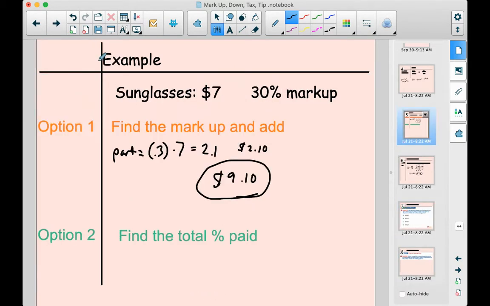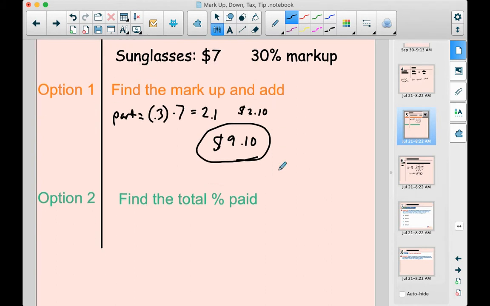Okay, let's go back and look at the second option. Now, there's a way to do this in one step instead of two. So instead of finding the markup and then adding it, there's a way to do this in one step, and it involves thinking about the total percent that you pay. That's my hint. So I'm going to pause it here, let you brainstorm a little bit, see if you can figure this out before I give it to you.